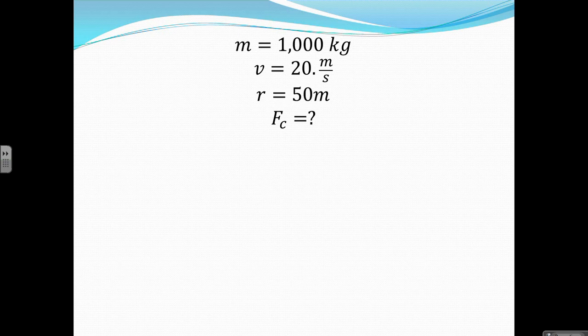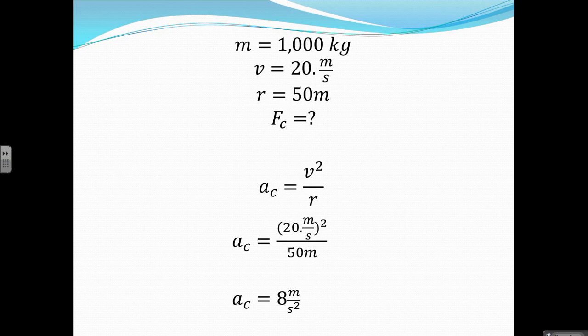Prior to finding the centripetal force, we do have to take an intermediate step of finding the centripetal acceleration. That is, acceleration equals velocity squared divided by radius. And that acceleration is equal to 20 meters per second, squared, divided by 50. And we have a centripetal acceleration of 8 meters per second squared.